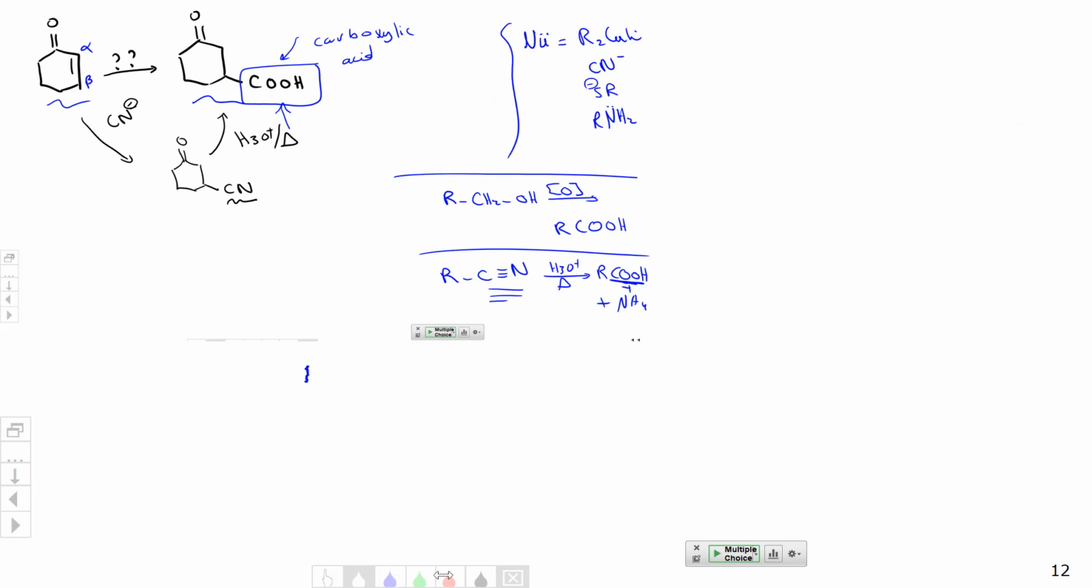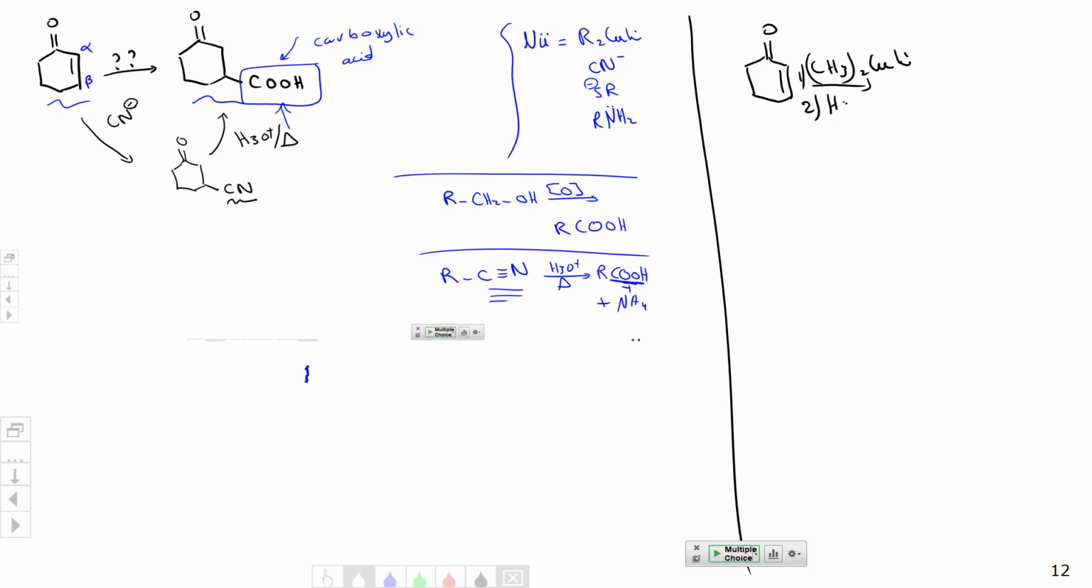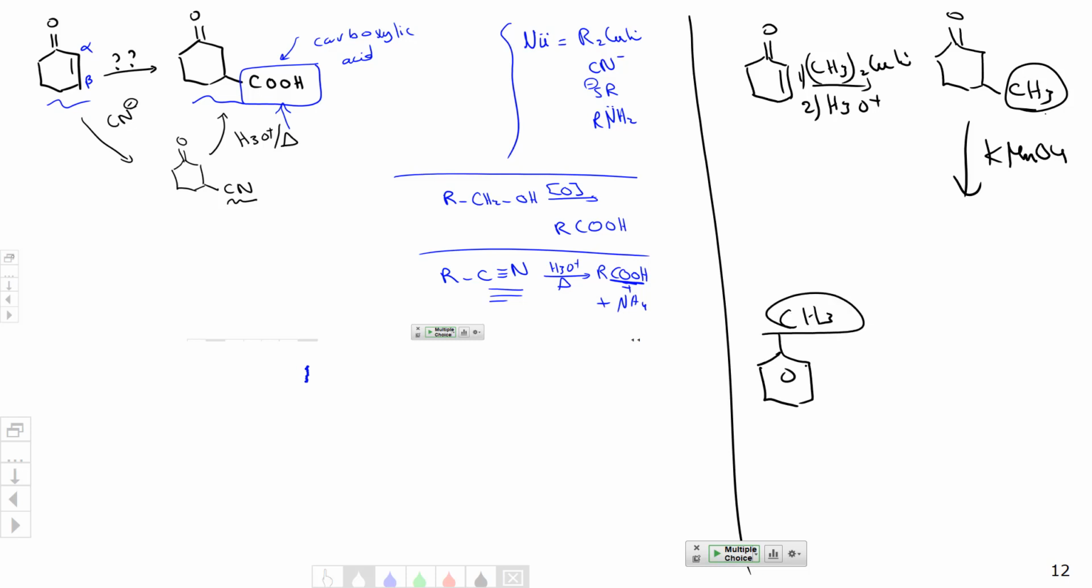Can you do the dimethyl organocopper and then... All right, very good. So she's saying that first we're going to add the organocopper lithium, followed by the H3O plus. We're going to end up with this on here. Then I'm going to use KMnO4 to oxidize this. Where did we learn that KMnO4 oxidizes a methyl? Was that chapter 16, when the methyl is directly connected to the benzene ring? It has a benzylic hydrogen. Is this methyl connected to a benzene?